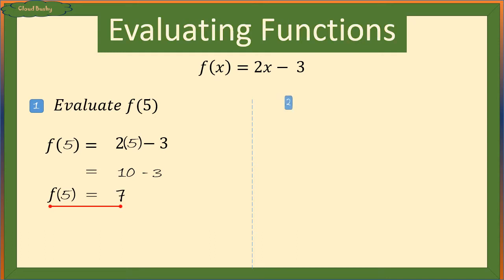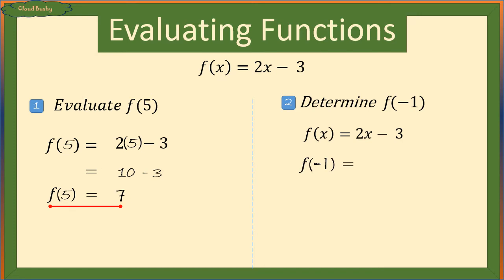In task 2, we want to determine f of minus 1. We are given that f of x is equal to 2x minus 3. We want f of minus 1, so this is equal to 2 times minus 1 minus 3. Now 2 times negative 1 is negative 2, minus 3, that gives a negative 5. So f of minus 1 is equal to minus 5.